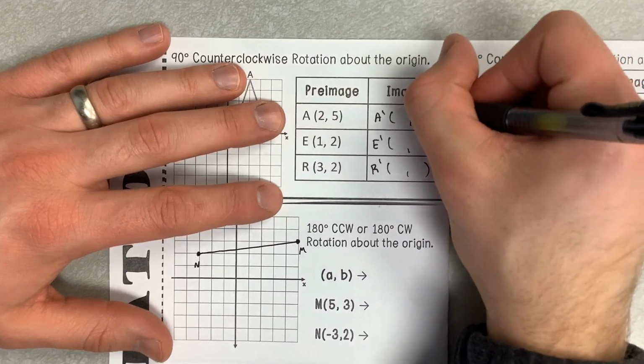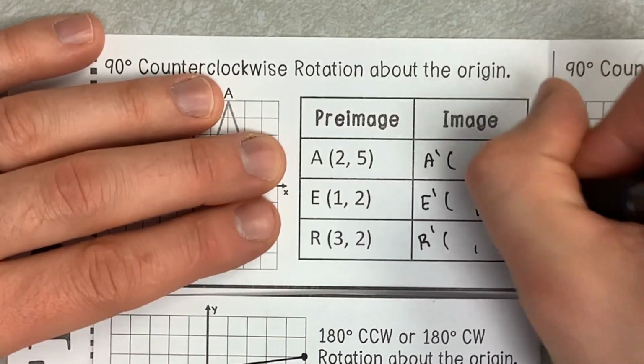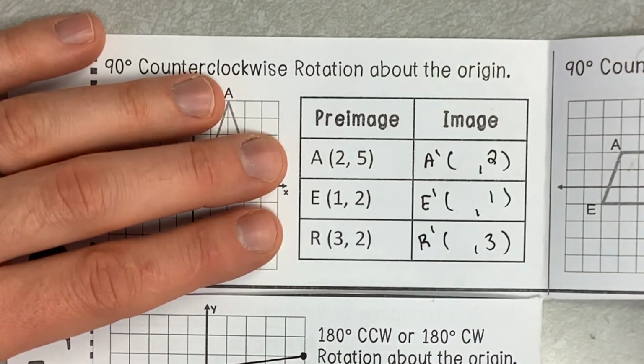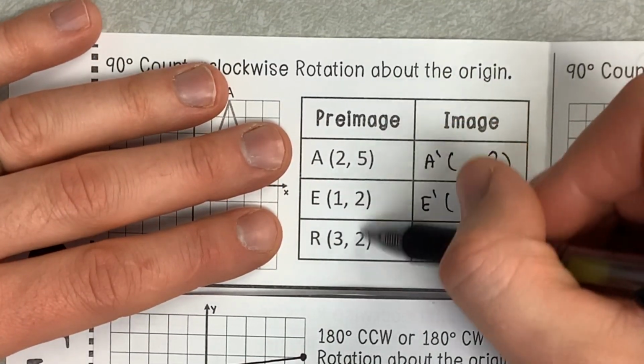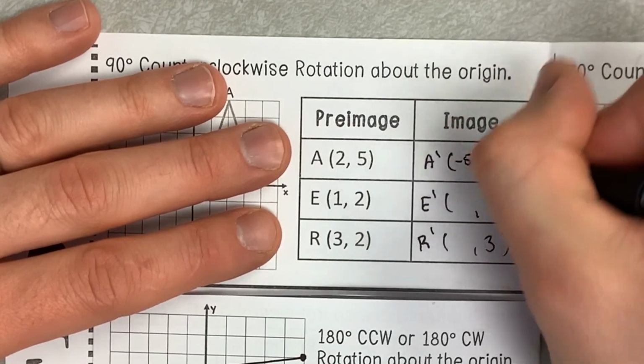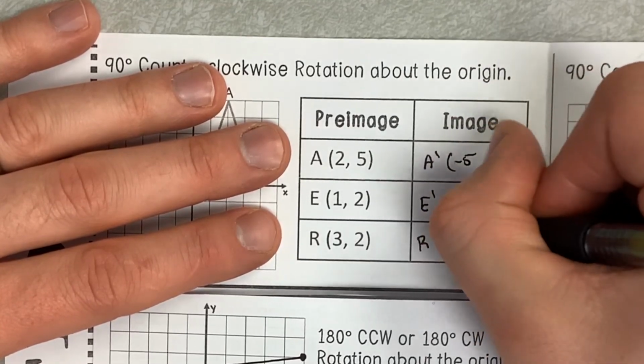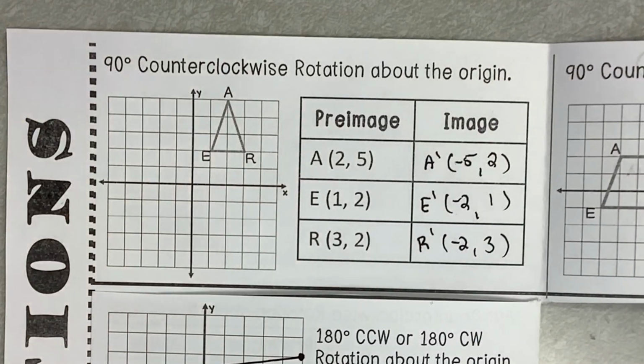X values go in the back as is, 2, 1, 3. My y values go to the front, and I take the opposite. Now, all these are positive, so I'm going to make all these negative. So it turns to a negative 5, a negative 2, a negative 2. And now we're done. I can graph this.